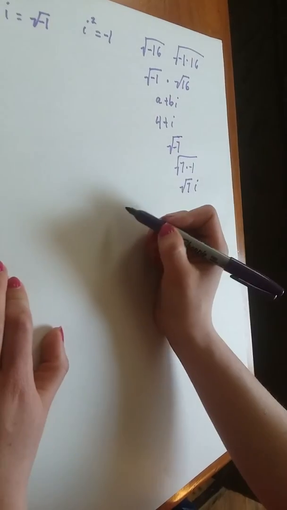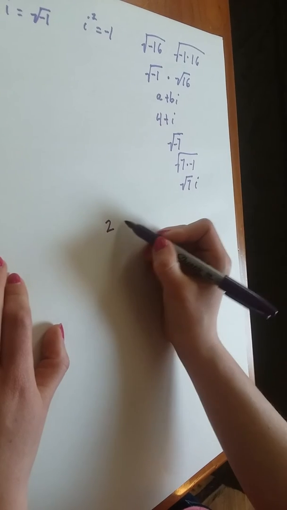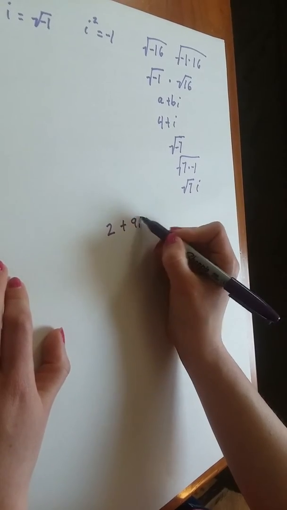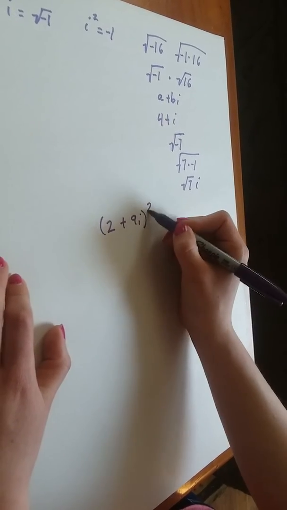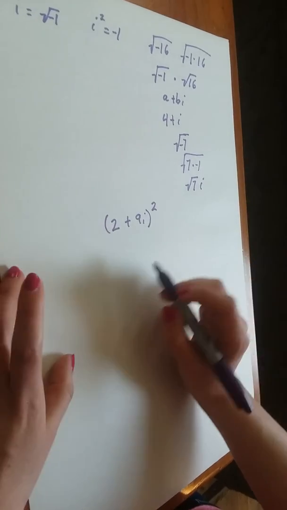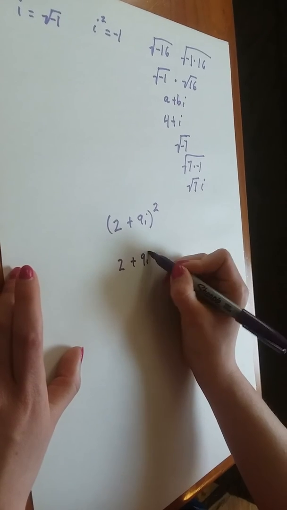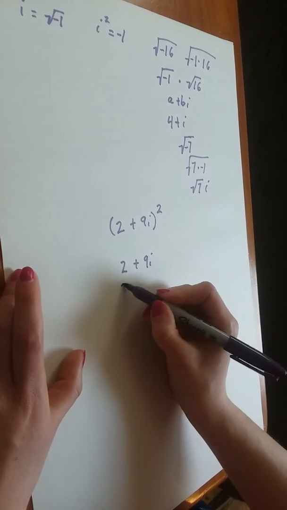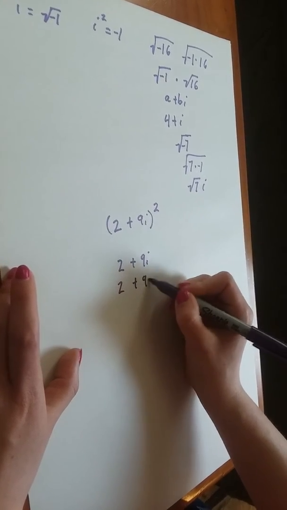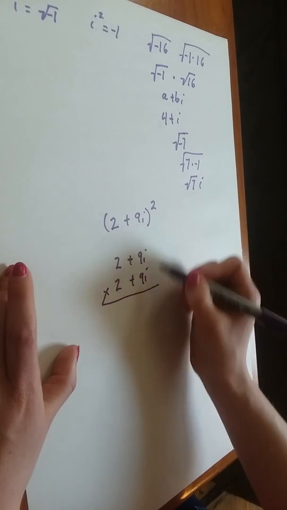And the problem I've chosen to do today is (2 plus 9i) squared. And the first thing I'm going to do is just take away the brackets so I can multiply it easier and put it into the normal form. So (2 plus 9i) over (2 plus 9i). Now I can just multiply it out.